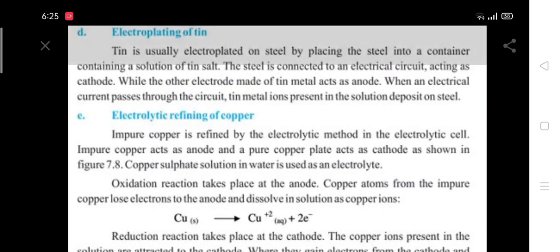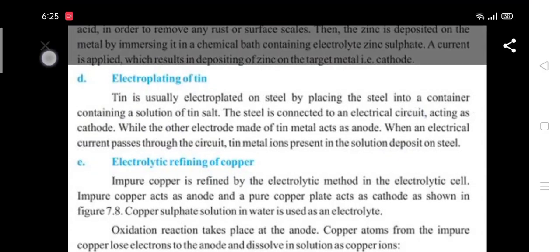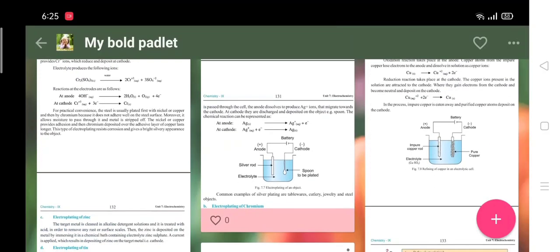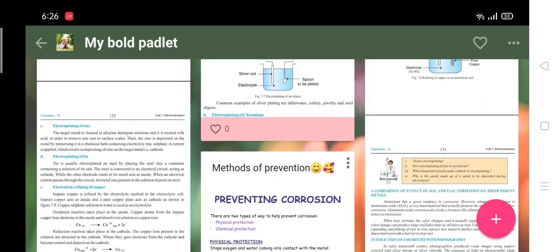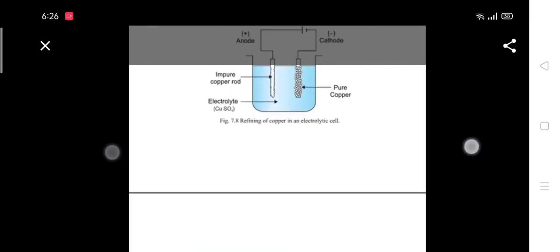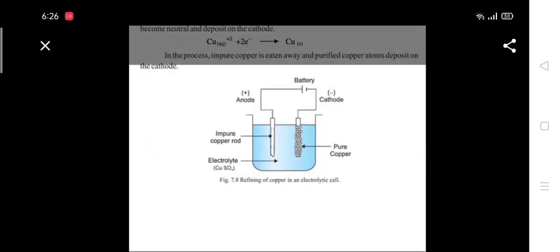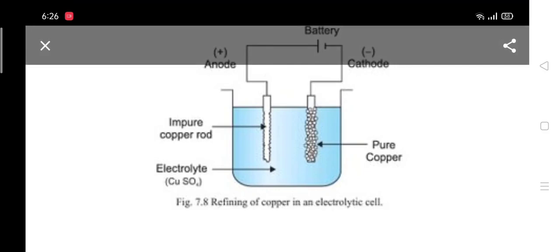Similarly, next our topic is the diagram 7.7. You can also watch here the diagram of the procedure of refining of copper in an electrolytic cell.